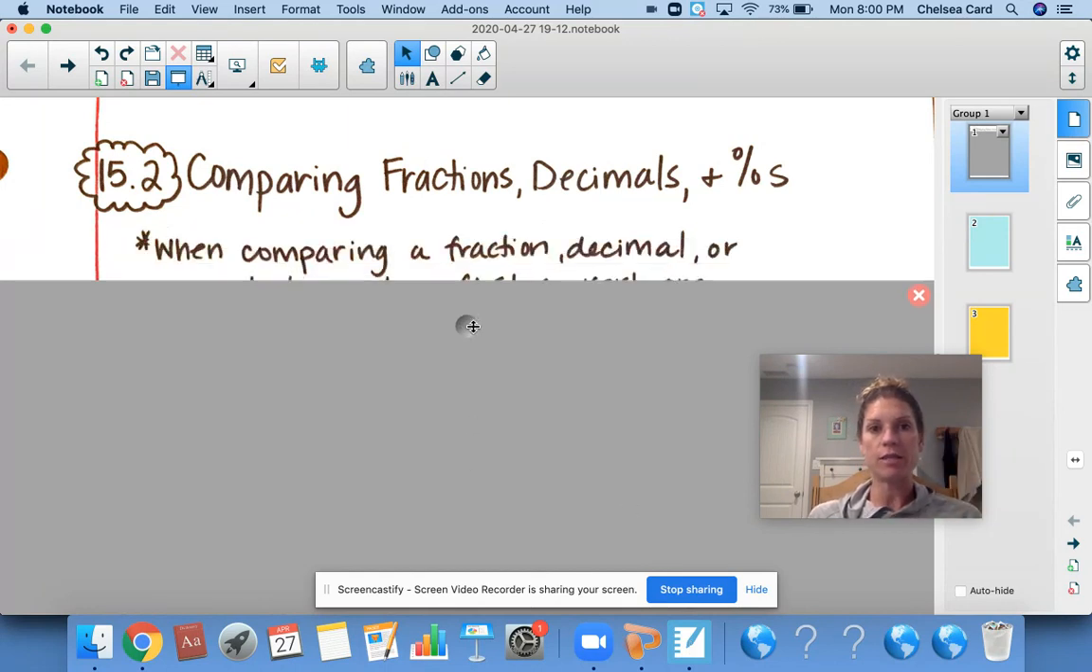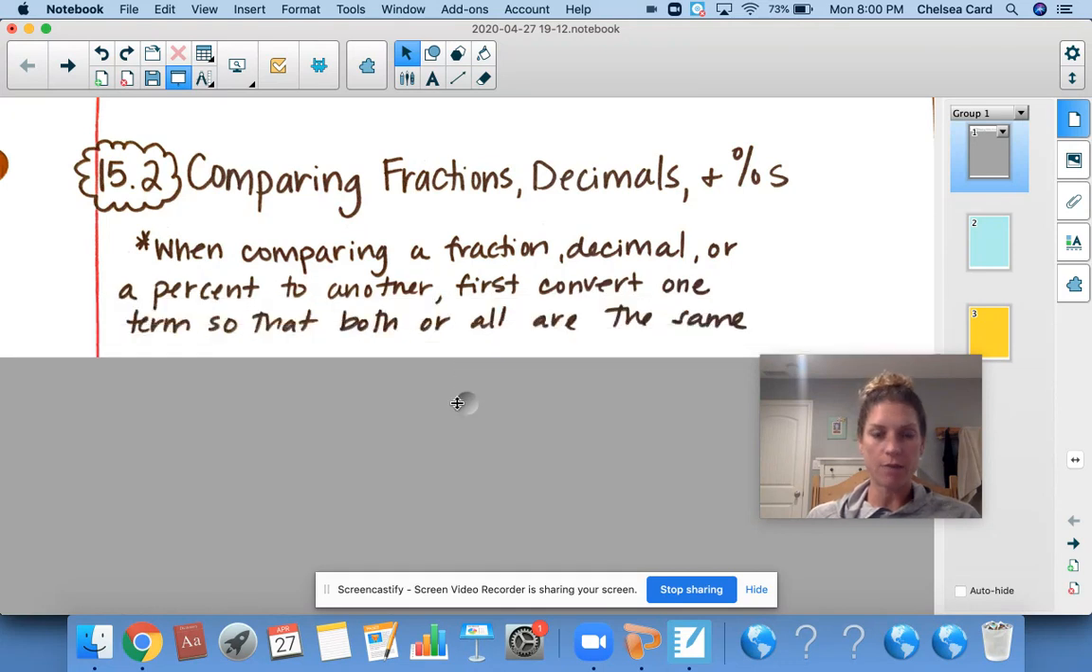And one of the things that we are definitely going to be talking about is that when you're comparing a fraction to a decimal, or a decimal to a percent, or a percent to a fraction, whatever it is that you're comparing between the two or three different values, before you can compare anything, we have to convert them so that all the values are the same, so that they're all percents, or all fractions, or all decimals. It just makes your life easier unless you have these memorized.